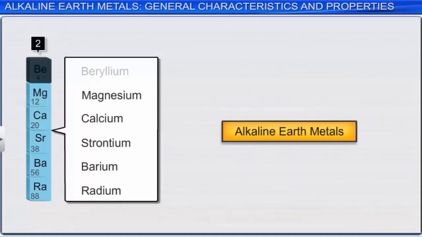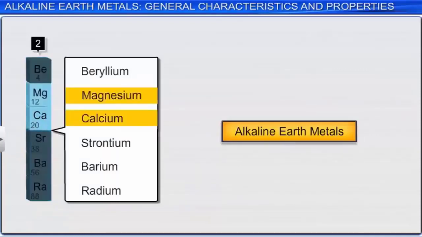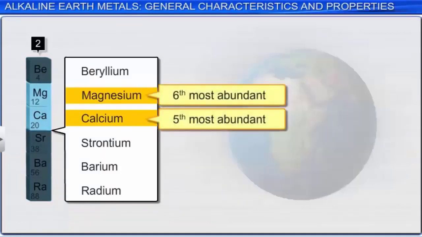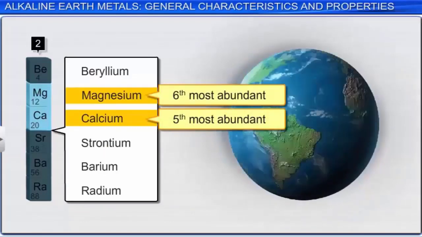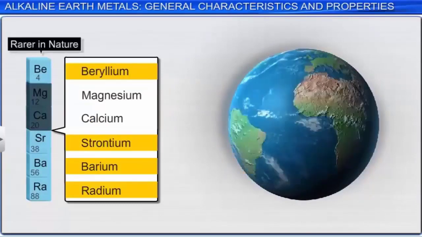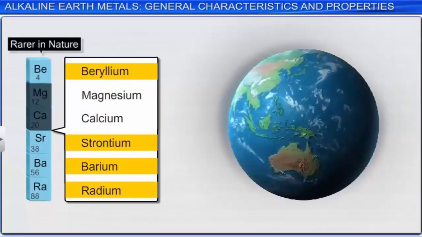These are so called because their oxides and hydroxides are alkaline in nature, and these metal oxides are found in the Earth's crust. The most abundant elements in Group 2 are calcium and magnesium. They are the 5th and 6th most abundant elements in the Earth's crust. The other Group 2 metals are significantly rarer in nature. Oxide compounds of Group 2 elements are found in the Earth's crust.